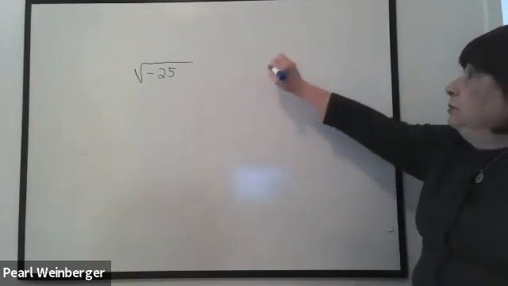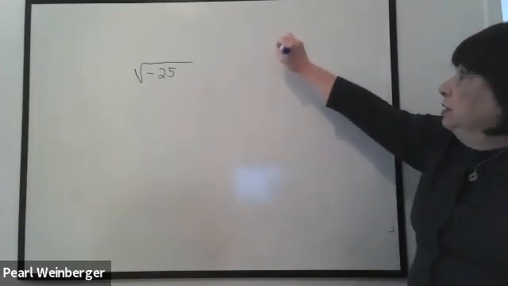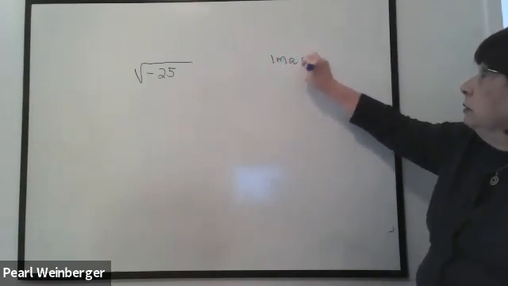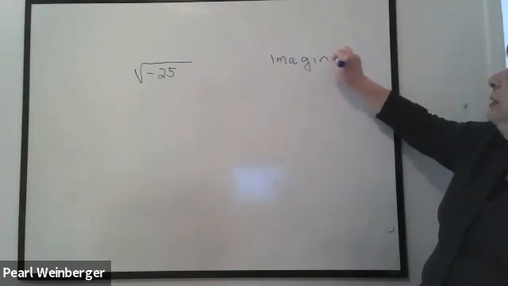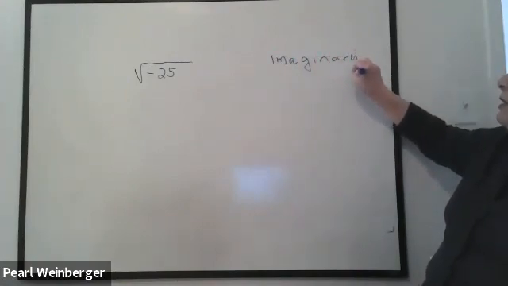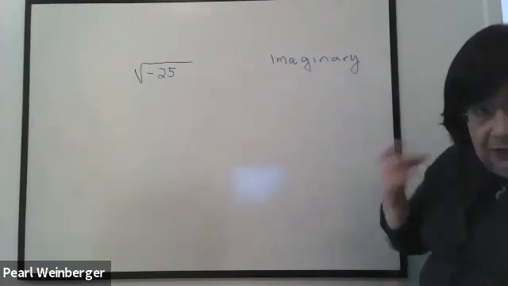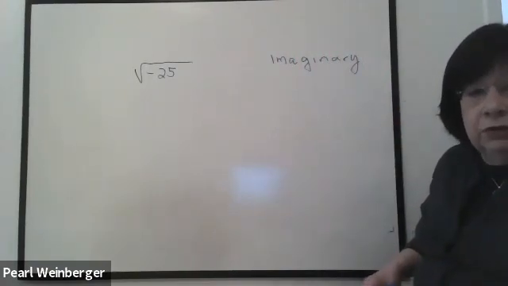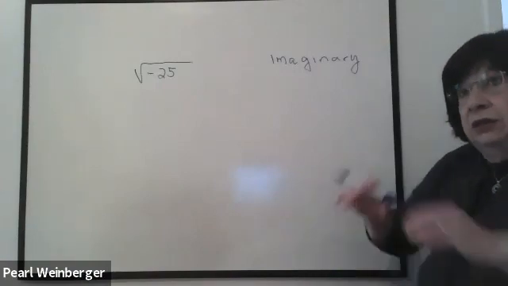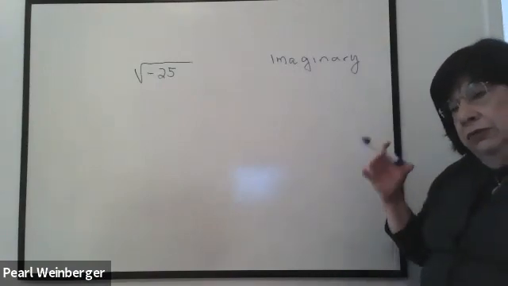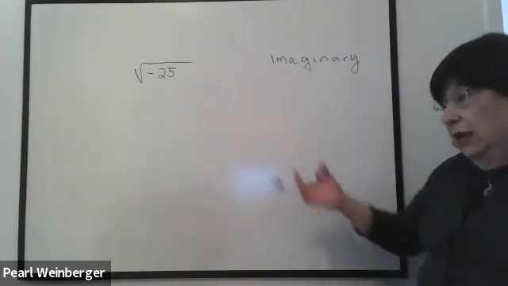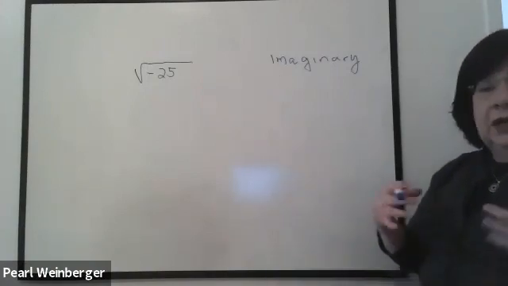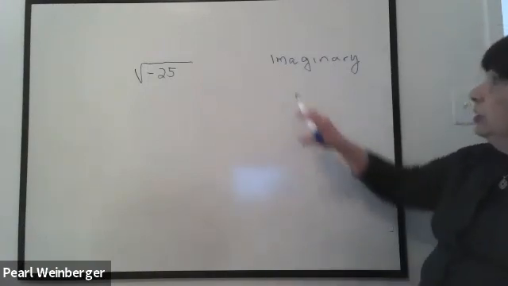But there is another number system, which is called the imaginary number system. And it's not a figment of my imagination. It really has uses in real life. It's just that the numbers on the number line that we're used to using are called the real numbers. And this is not a real number. So what do I call something that's not real? We'll call it imaginary, even though it's not a figment of my imagination.